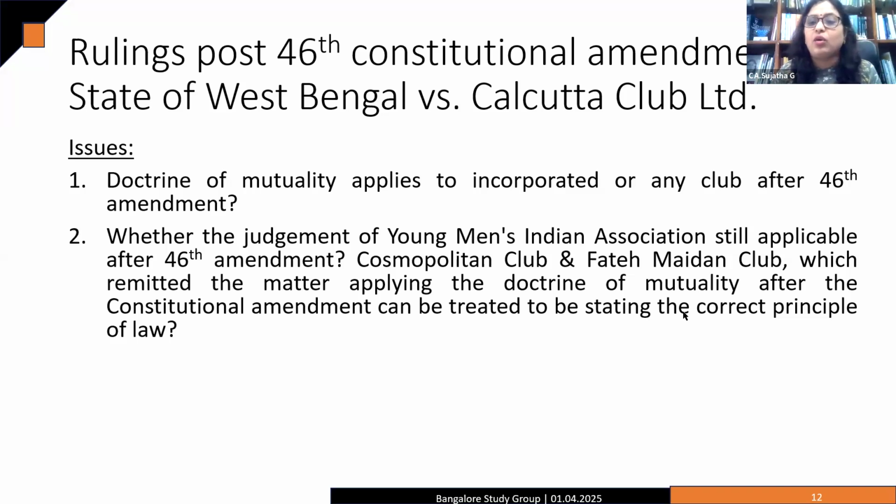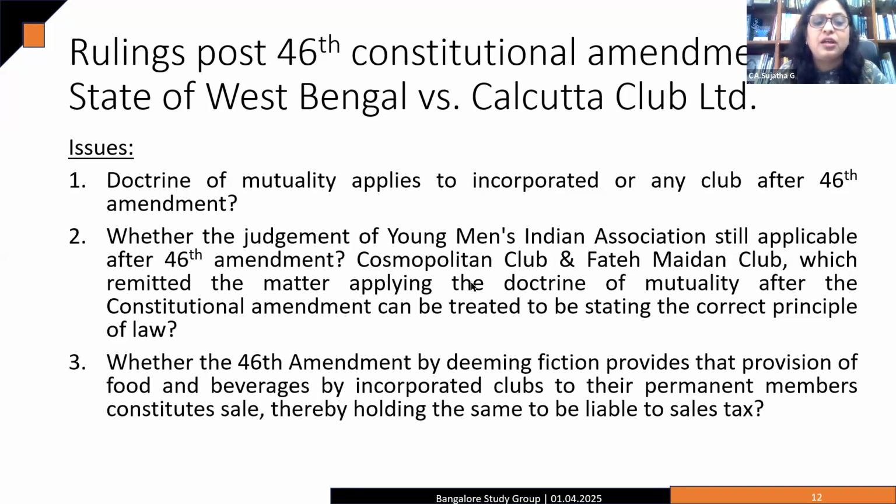Then the second was, after making the amendment, is it applicable only for incorporated or unincorporated clubs? Does it make any difference? Then the third was whether food and beverages supplied by incorporated clubs to their permanent members constitute sale, thereby holding them liable; is sales tax applicable on those transactions? So these three: one, the doctrine of mutuality; second, whether it still prevails post the amendment; third, whether sales tax is applicable on this sale transaction. These three questions needed to be answered by the Supreme Court in the case of Calcutta Club.